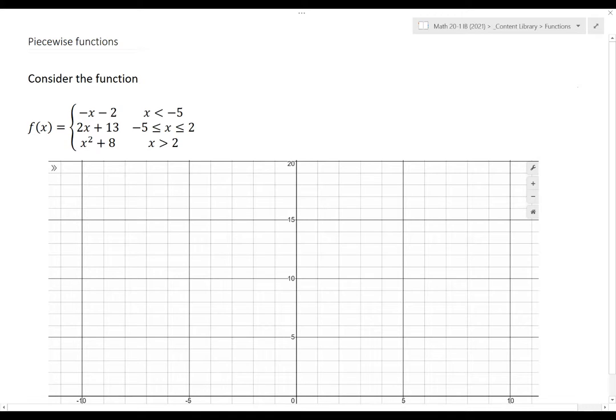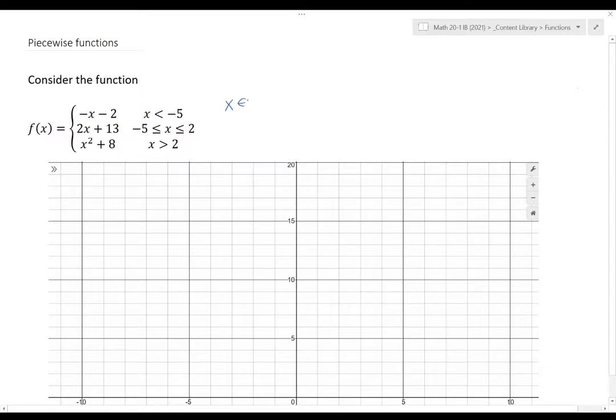Let's say we have the function. We can see here these three equations for different parts of the domain. If I look at the whole domain, I see that overall this function is defined for all real numbers, because I have a section for values less than -5, a section for values between -5 and 2, including those two values, and a section for values that are greater than 2. So together they cover the whole number line. So x can be any real number.